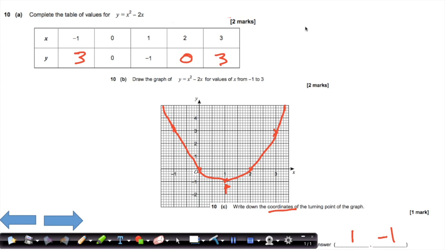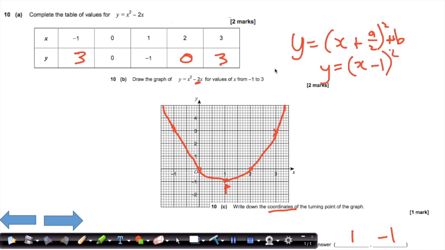We could check this by completing the square. If you were to complete the square, remember it's in the form y equals (x plus a over 2) squared plus b. So we half this value here, minus 2, so it would end up being y equals (x minus 1) squared.